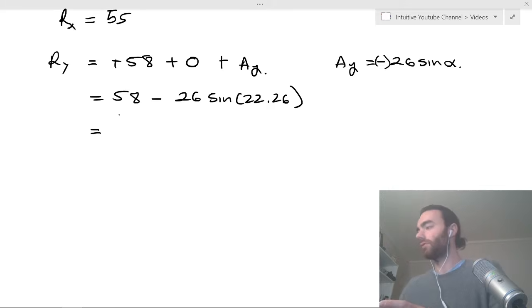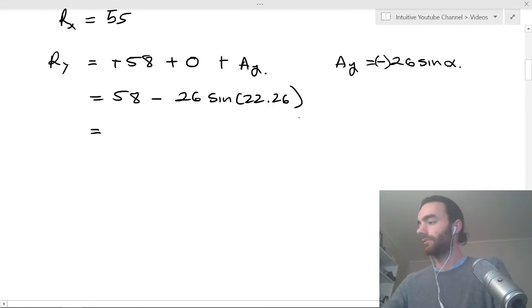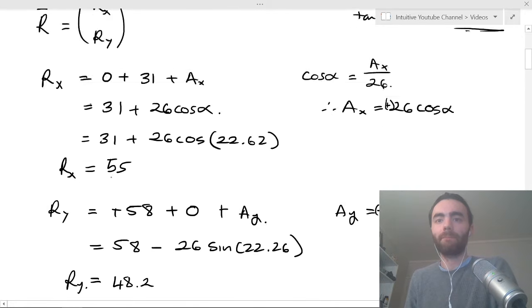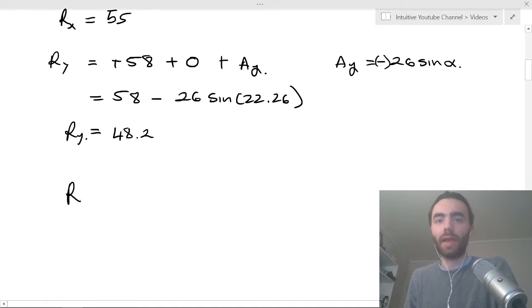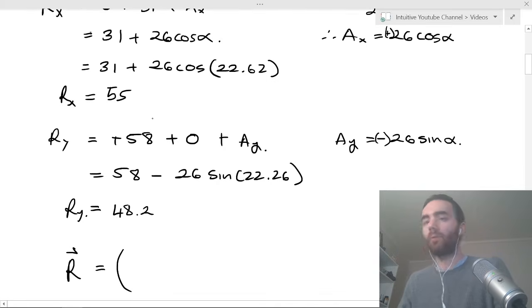So this equals 48.115. We'll just say 48.2. This is Ry. Cool, so now we have this resultant vector. So the resultant vector is 48.2.